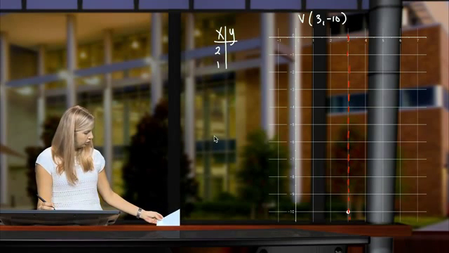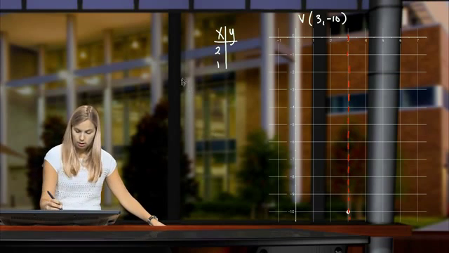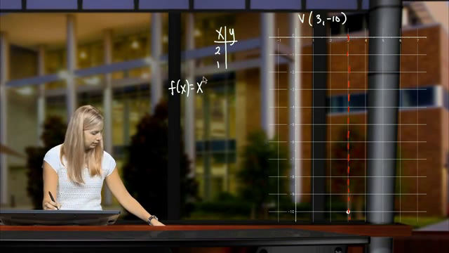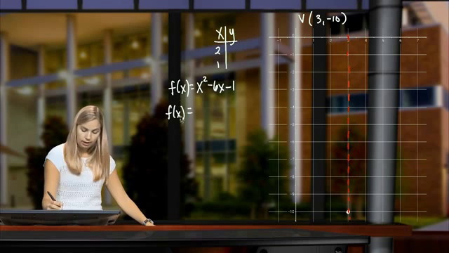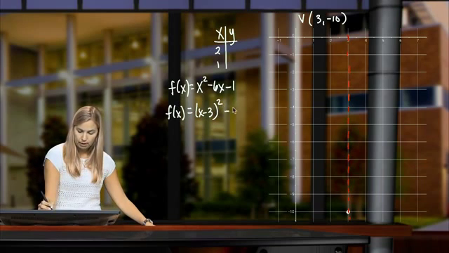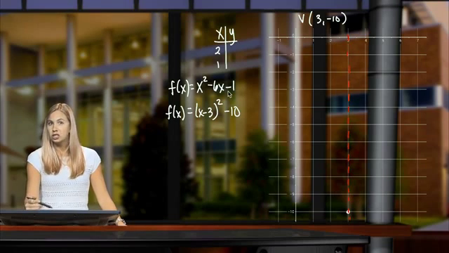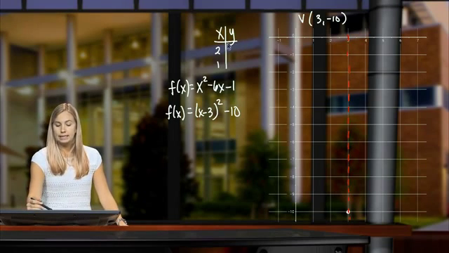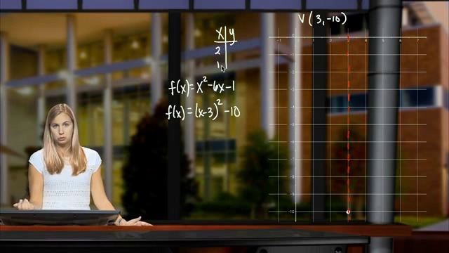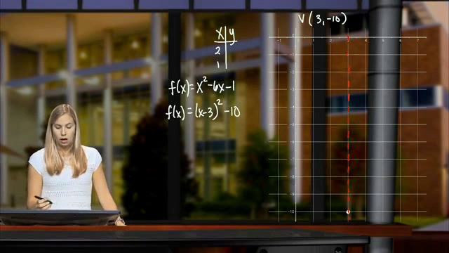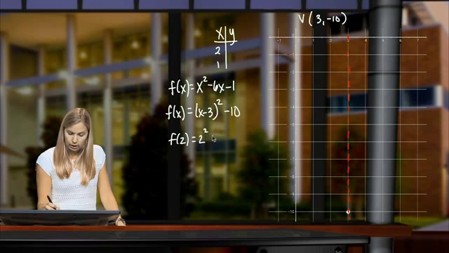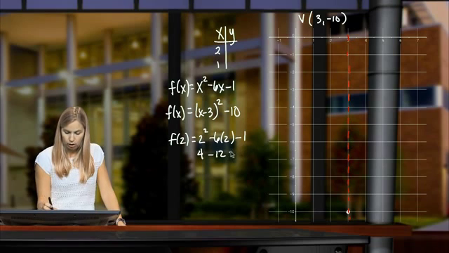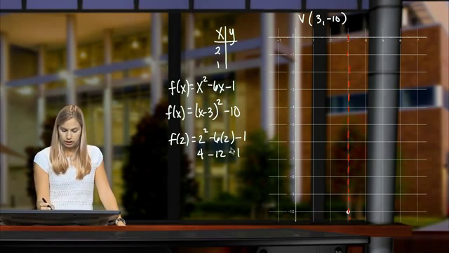And let me rewrite the equations that we had. We had f of x equals x squared minus 6x minus 1, or in our vertex form, we had x minus 3 squared minus 10. Since these functions are exactly the same, they're just in different forms, it doesn't matter which one we plug 2 and 1 into. We can use whichever one we like the best. Let's plug in 2 into the first one, into the standard form. 2 squared minus 6 times 2 minus 1. So we have 4 minus 12 minus 1. 4 minus 13, negative 9.